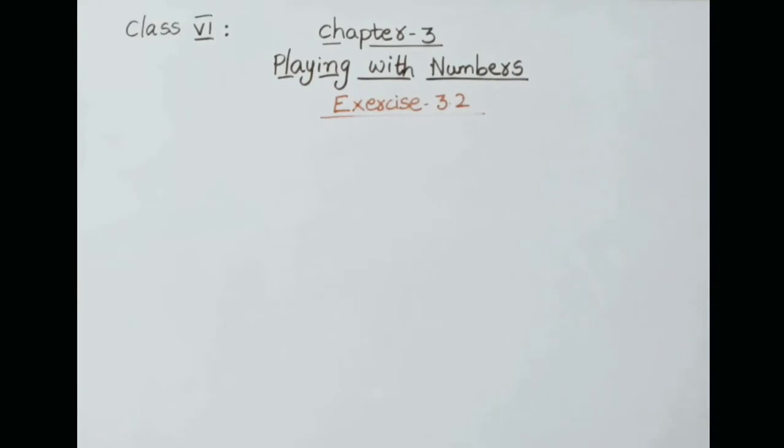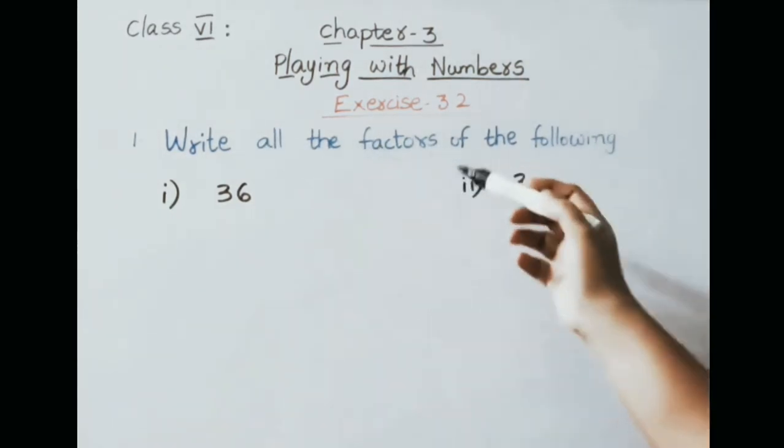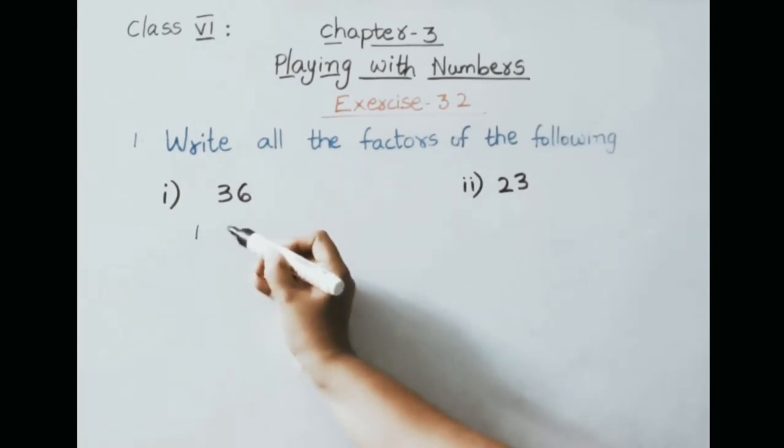Hello everyone, today we are going to learn chapter 3, Playing with Numbers, exercise 3.2. Let us see first: write all the factors of the following. First one, 36. Let us write factors for 36.